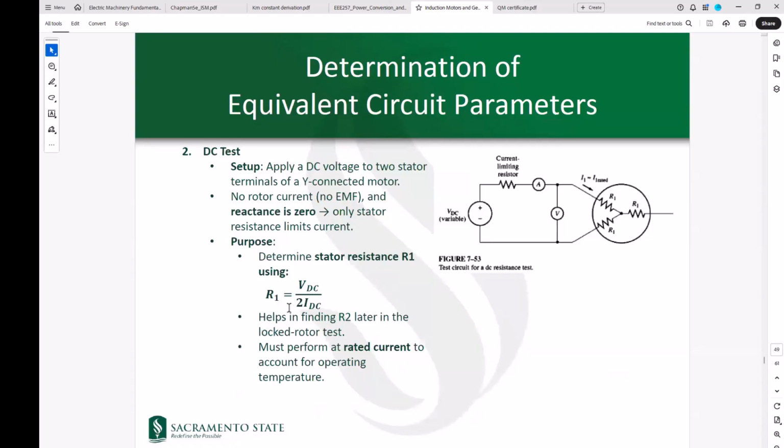The other test would be the DC test. The DC test would basically be applied to the stator. We would apply DC voltage to two stator terminals of a Y-connected motor, for example, in here, to find out R1. R1 would be VDC over 2 times IDC of what we measure in here. It is performed under rated current to account for operating temperature.